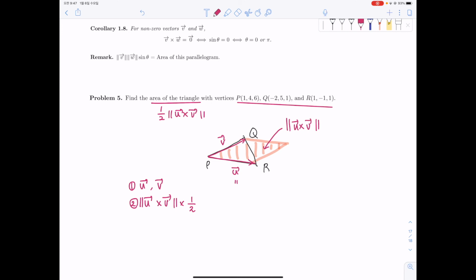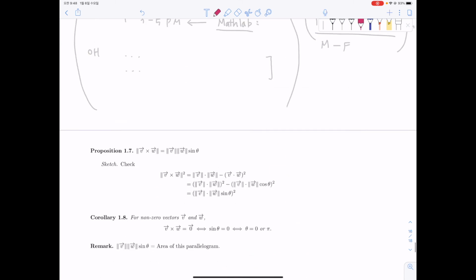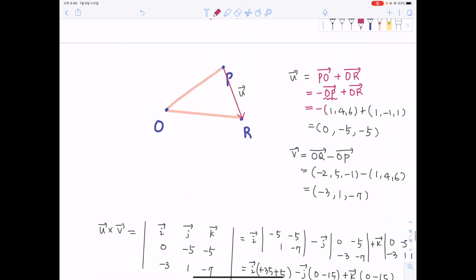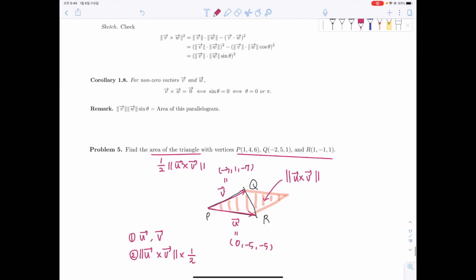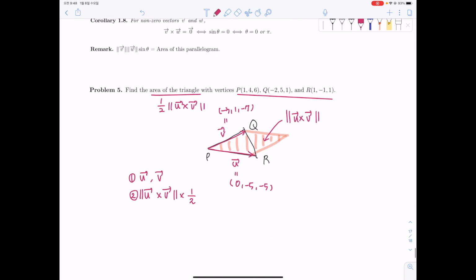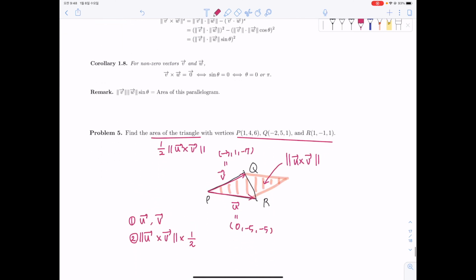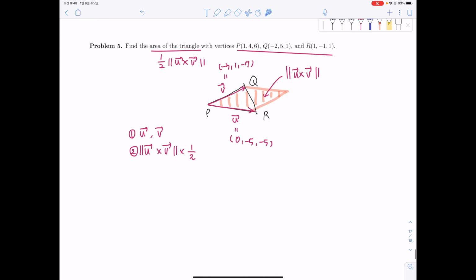Okay. We know that U here is 0, -5, 5, and V is -3, 1, -7. Is it right? Just a minute. -3, 1, -7. Okay. So we know the U and V vectors here.